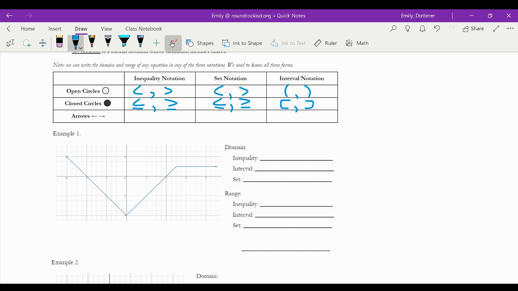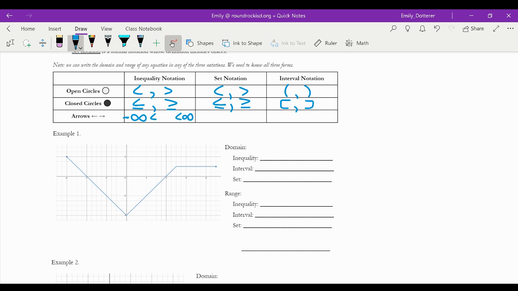When we have arrows, that means that the graph goes on forever. We'll use the number infinity or negative infinity, which looks like a sideways 8. So negative infinity would just have a negative sign in front of it. And we'll always use less than or greater than symbols with infinities. We can never be less than negative infinity or greater than infinity because infinity means forever.